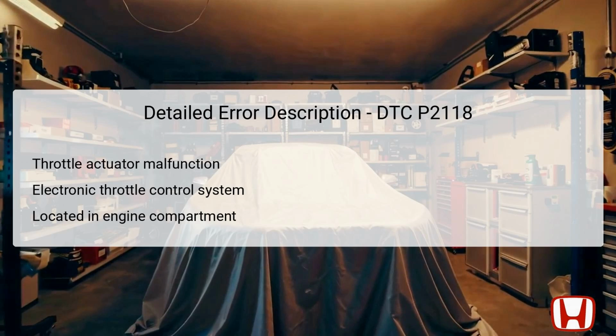In the Honda Odyssey, this component is situated in the engine compartment, typically mounted on the intake manifold. Its performance is crucial, as any irregularities could lead to reduced engine responsiveness or increased emissions. The Diagnostic Trouble Code, DTC, signifies that the vehicle's onboard computer has recognized a deviation from the expected performance levels. This could stem from several underlying causes, ranging from wiring issues to the actuator itself being faulty.